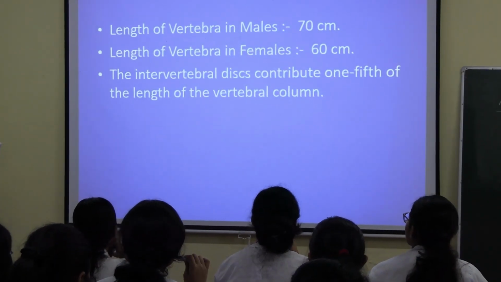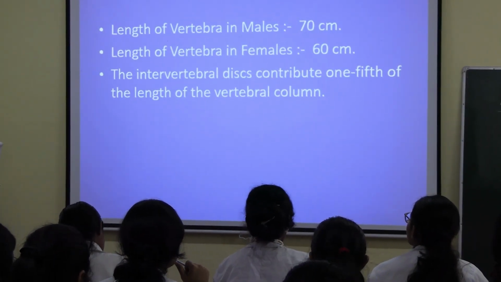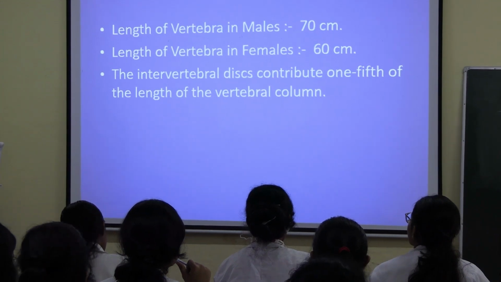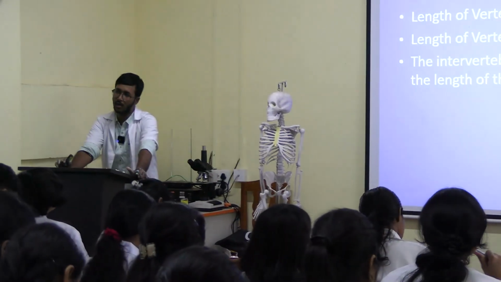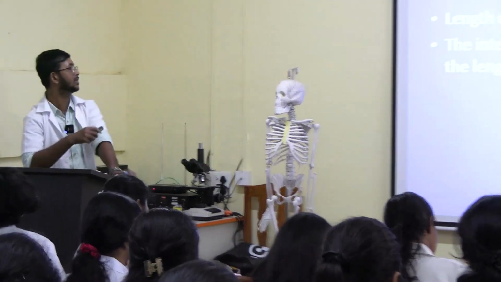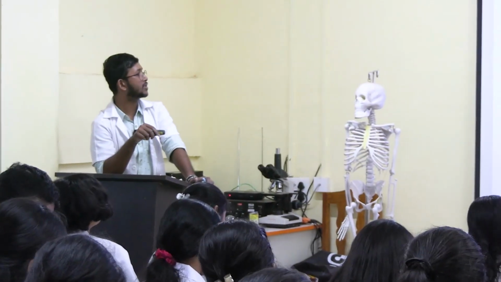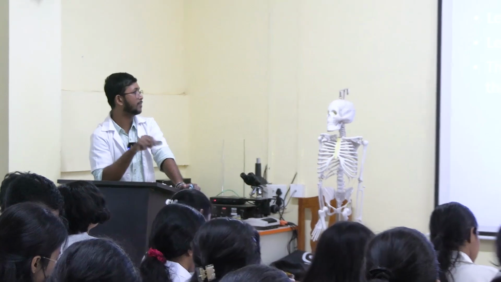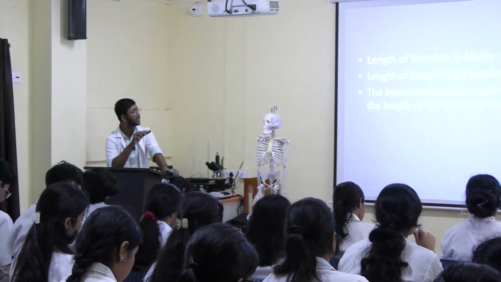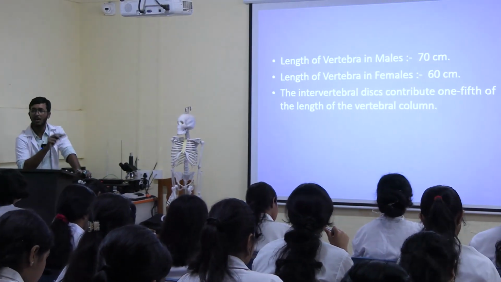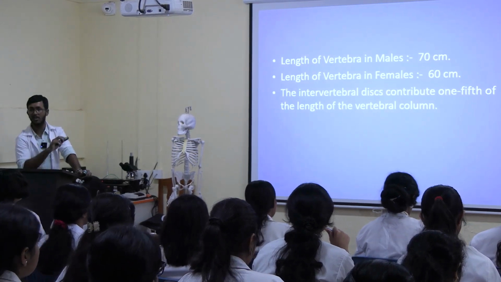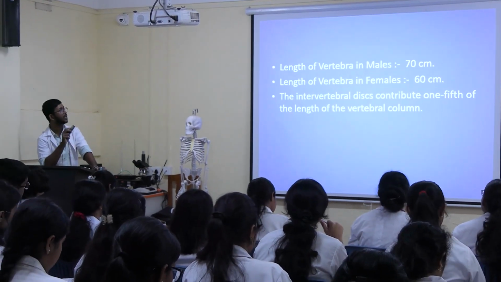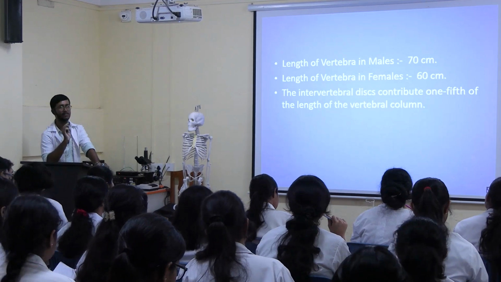Now the length of the vertebral column in males is 70 centimeters and in females it is 60 centimeters. So it is a bit lengthier in males. The intervertebral discs contribute 1/5 of the length of the vertebral column. So out of this 70 centimeters in males, 14 centimeters is due to these intervertebral discs, and in females almost 12 centimeters is due to intervertebral discs.